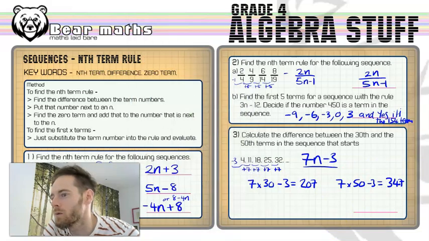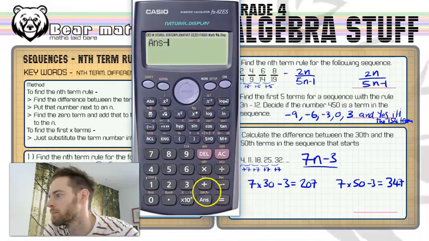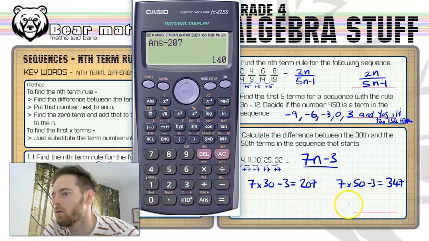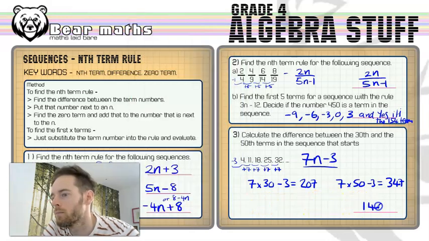And then we're going to find a difference between those two numbers. So 347 minus 207 is what we do, and 140 is the difference. So I'll just write down what we did there. 347 minus the 207 equals the answer of 140.